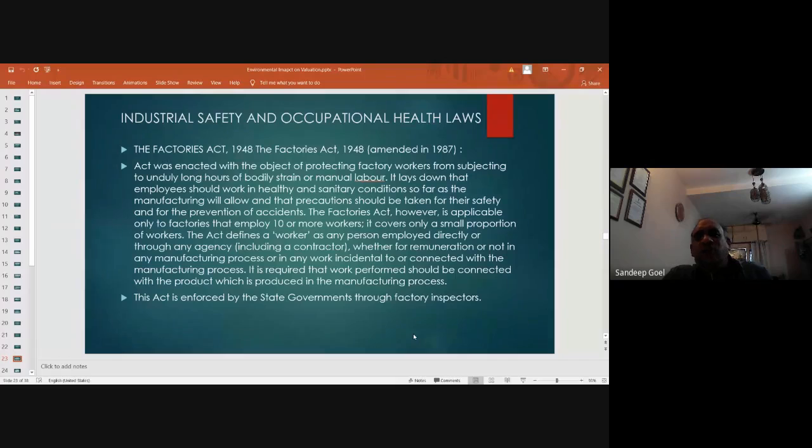Industrial Safety and Occupational Health Laws. One of the most important is Factory Act 1948. It was amended in 1987 only. The Act was enacted with the object. A question can be asked in IBPI.